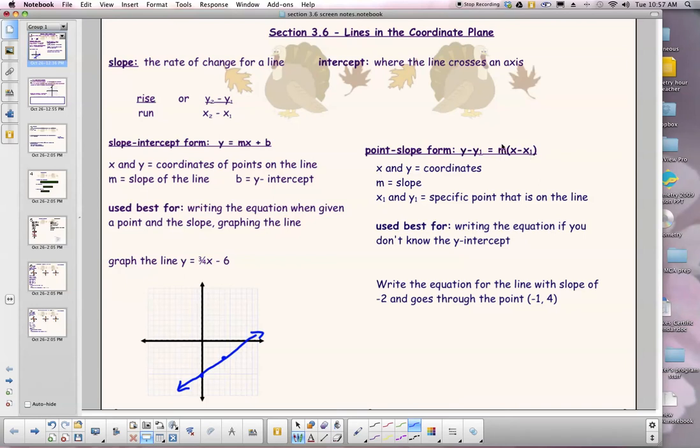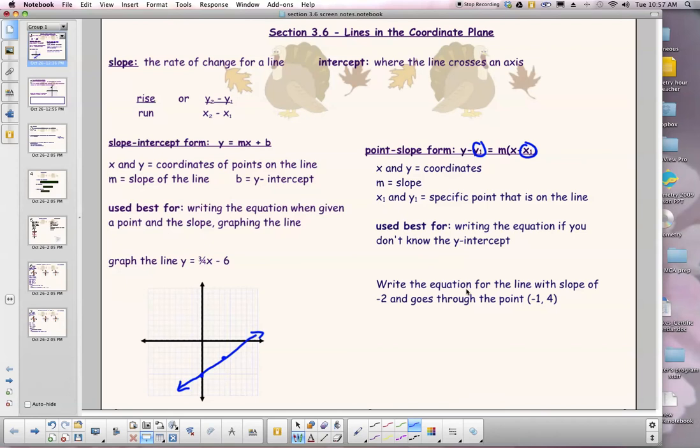You still have m for slope, you still have the x and the y, which stand for all the points that are on the line, but then there's an x1 and a y1, which is a specific point that you are given that has the x and y coordinates to it. It just doesn't have to be the y-intercept. So point-slope opens it up for a little more user-friendly activity. Point-slope is used best for writing the equation if you don't know what the y-intercept is, if you know 2 points, or if you know the slope and 1 point that's not the y-intercept.